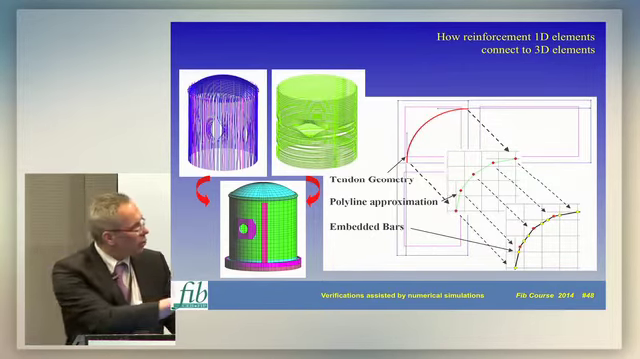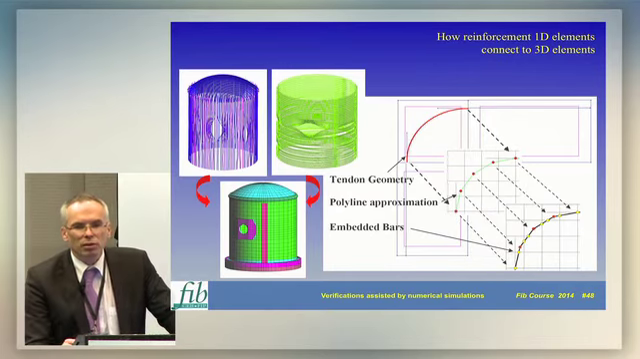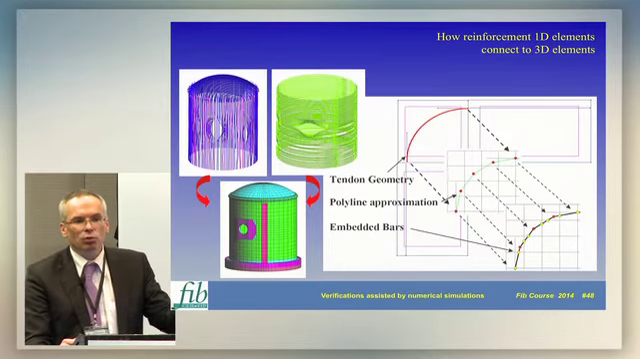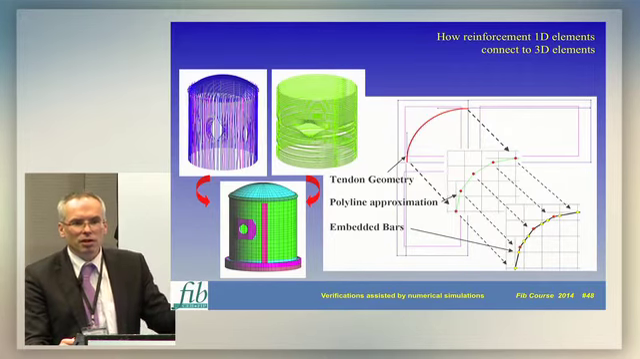In this way, very complicated reinforcement shapes, reinforcement detailing, can be modeled. And in addition, this approach allows you to introduce at these nodes that belong to the reinforcement additional degrees of freedom to model the slip. And that means a bond slip law can be easily introduced.